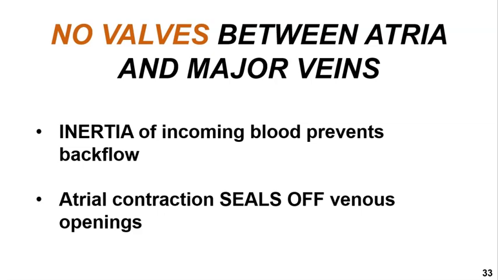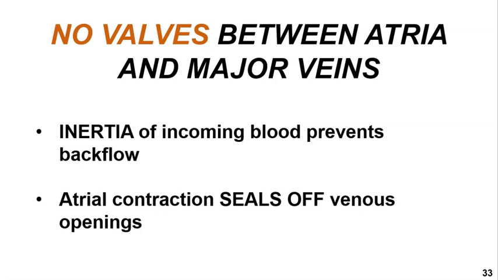So we see that there are no valves between the atria and the major veins that are delivering blood to those atria. So when the atria contract, most blood is pushed down into the ventricles, and very little is forced back up into the veins that serve them.